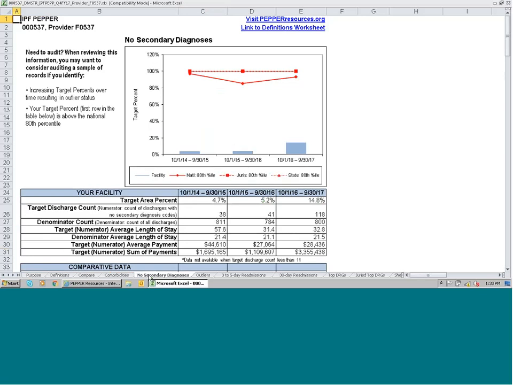This is the target. This is the sample provider's target area graph or report for no secondary diagnoses. You can see this provider has a very low percent of claims that don't have any secondary diagnoses.